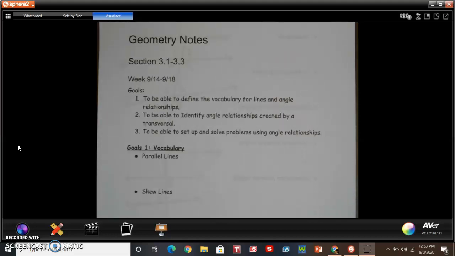All right, so we have 3 goals today. We're starting a whole new unit, Unit 3. Your Unit 1 test is next week. Unit 3, we have 3 goals. We have to be able to define the vocabulary for lines and angle relationships, to be able to identify angle relationships created by transversals, and to be able to set up and solve problems using angle relationships. So here we go. Starting with goal number 1, our vocabulary.